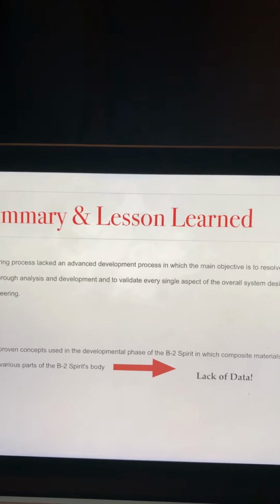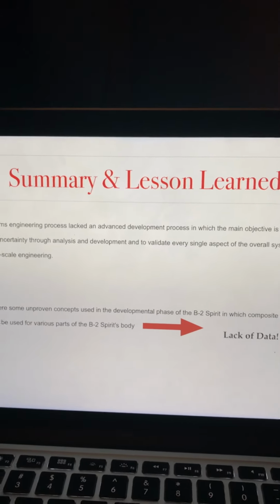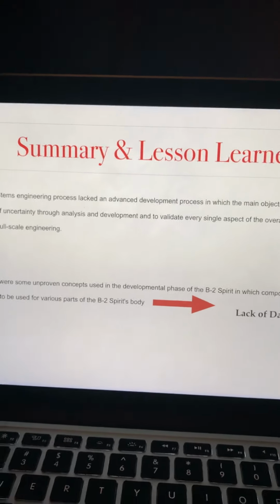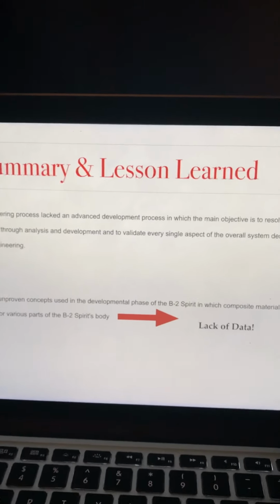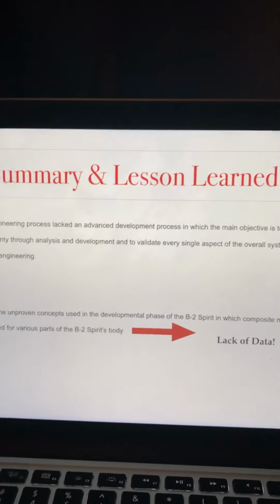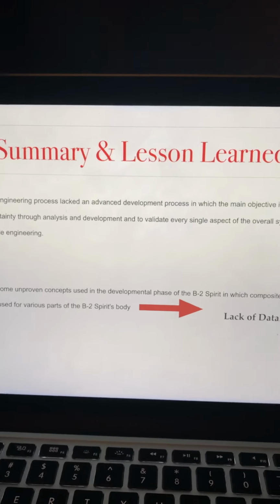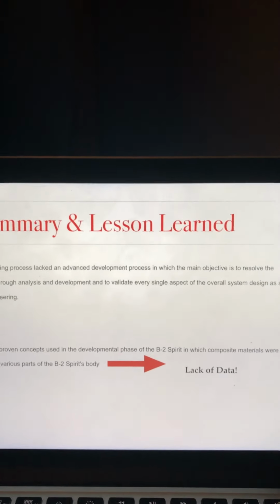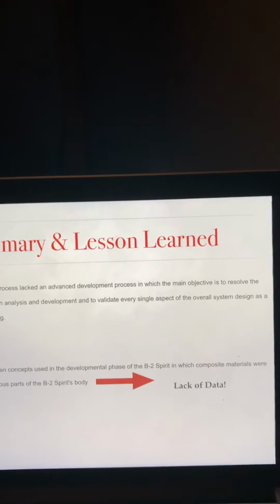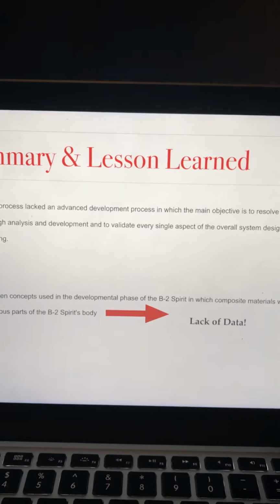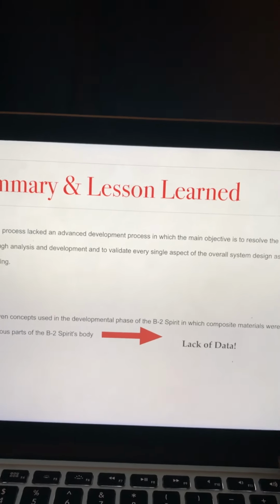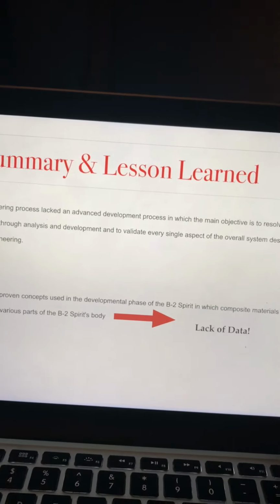in which composite materials were required to be used for various parts of the B2 body. Composite materials means that materials having two different kinds of structure are combined to make a different kind of material, in this case called composite material. Why do I have an arrow saying lack of data? Because they needed that composite material since the overall weight was getting larger and larger, and in order to fly and still have all the functionality, they needed a material that was lighter and still had the same quality.